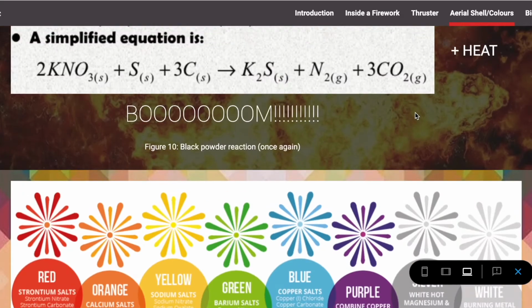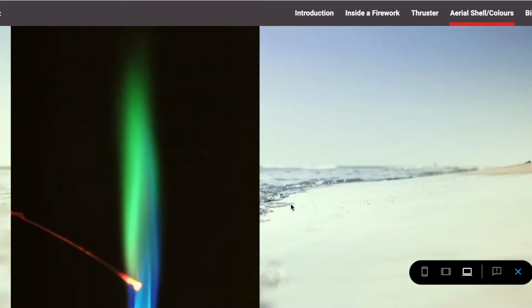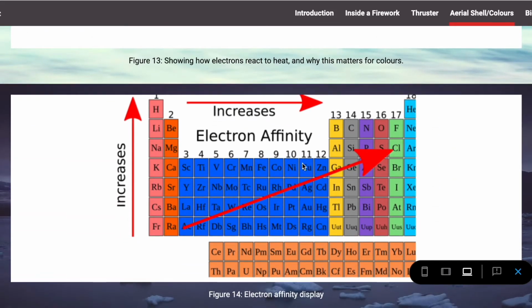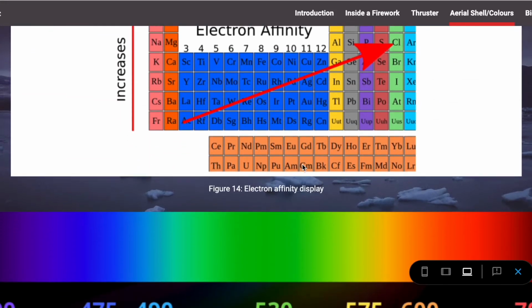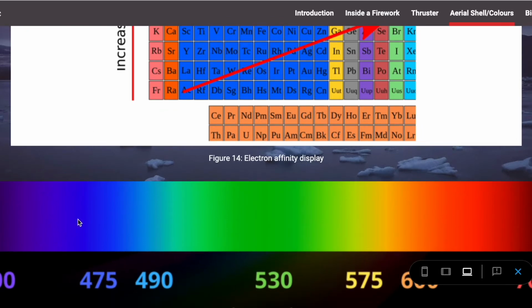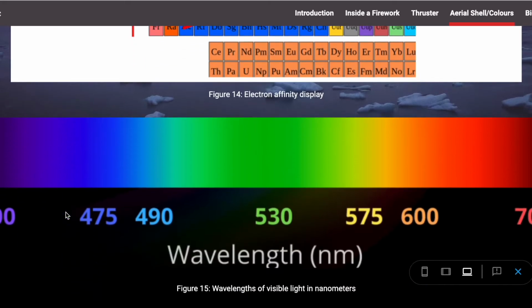Whereas if we go to copper, the affinity is much, much higher. It's going to generate a lot more energy and a much shorter wavelength, around 475 nanometers. That gives you a nice blue glow.